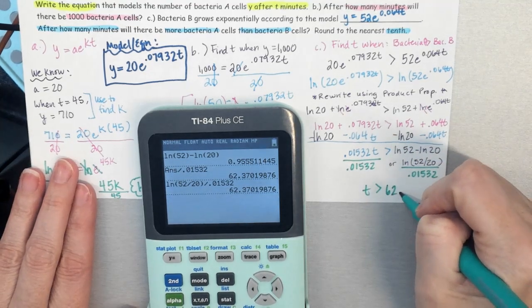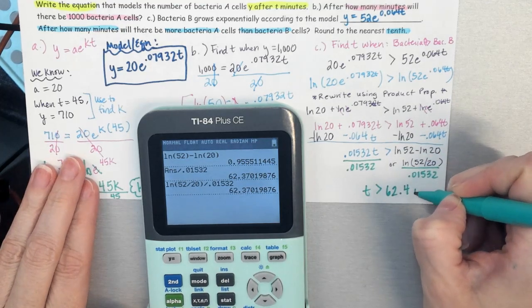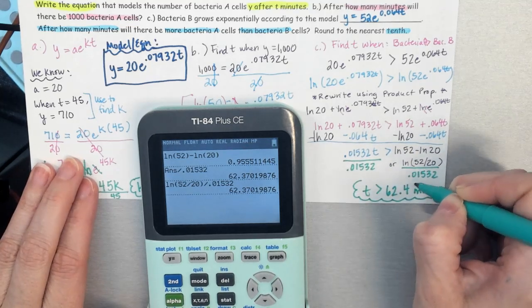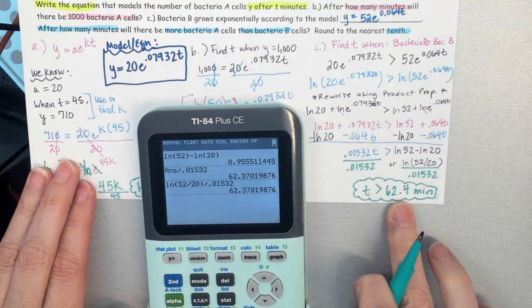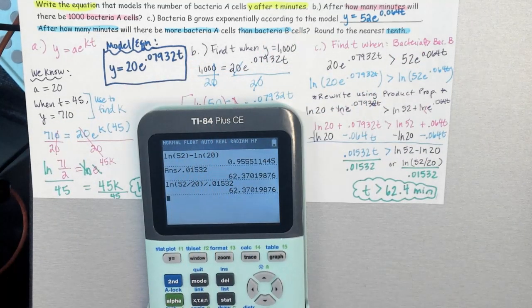Okay, so if this one says to round to the nearest tenth, so it'll be 62.4, and this will be minutes. Okay, so this means when the time is greater than 62.4 minutes, that is when bacteria A is going to have more bacteria than bacteria B.